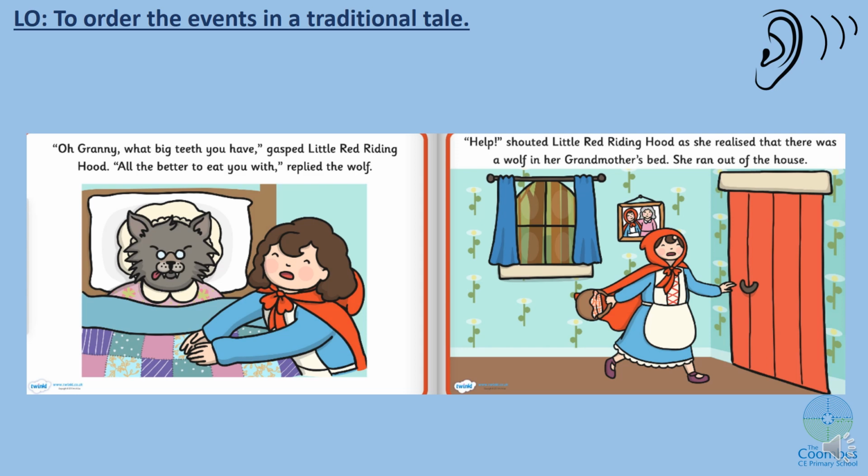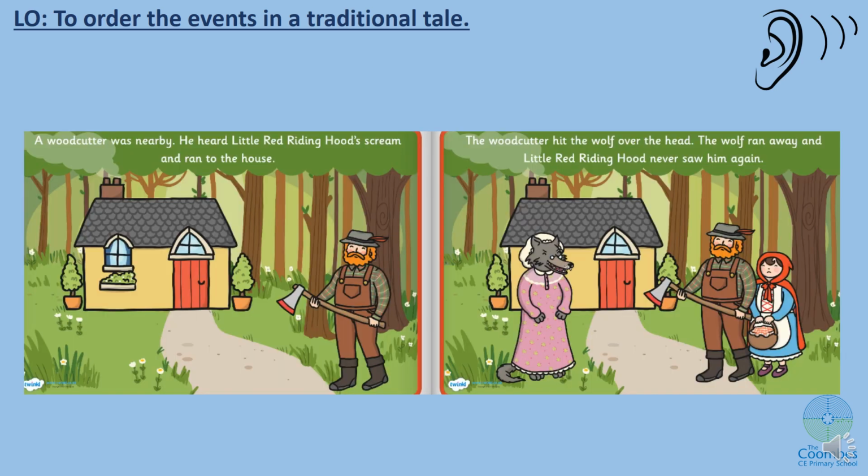"Help!" shouted Little Red Riding Hood as she realized there was a wolf in her grandmother's bed. She ran out of the house. A woodcutter was nearby. He heard Little Red Riding Hood scream and ran to the house. The woodcutter hit the wolf over the head. The wolf ran away, and Little Red Riding Hood never saw him again. And that is the end of the story.